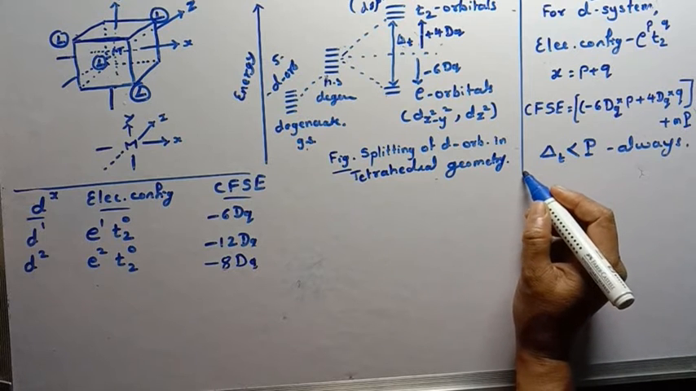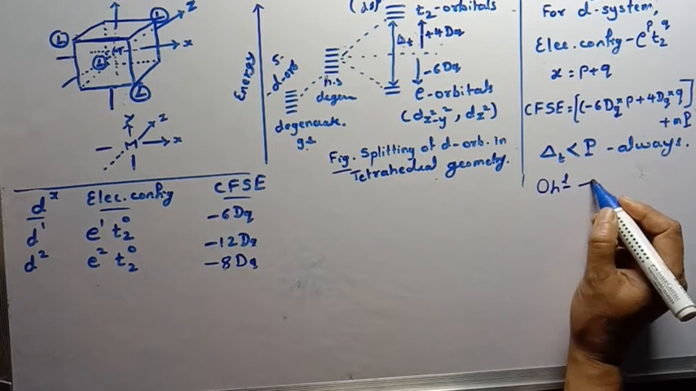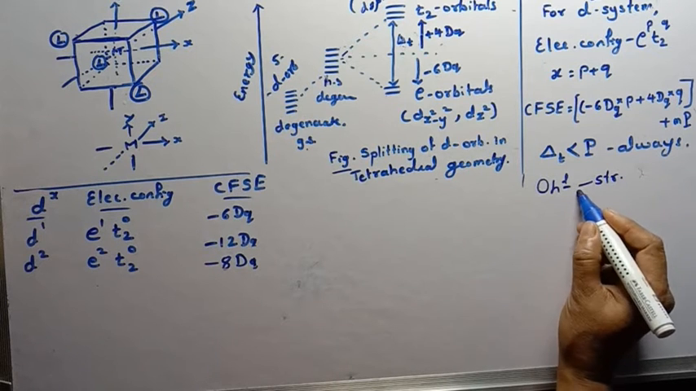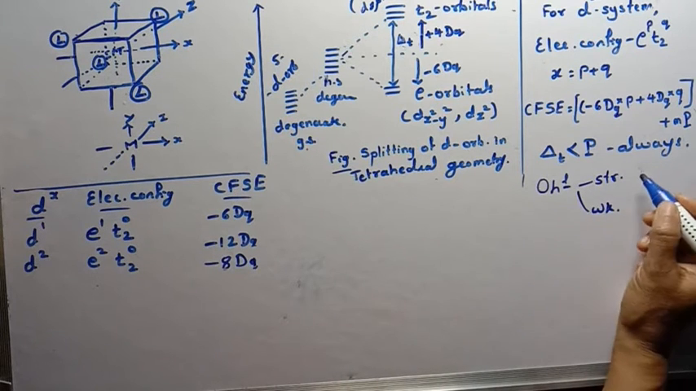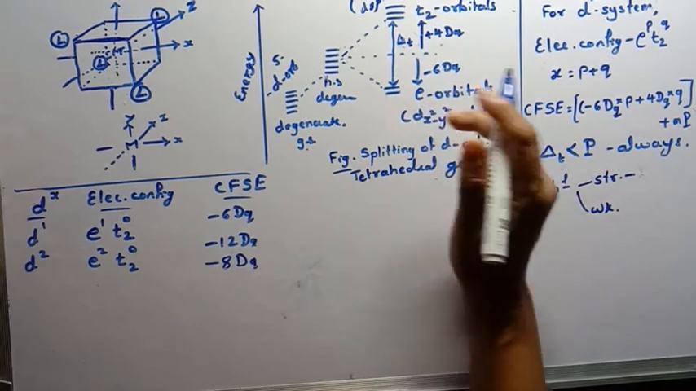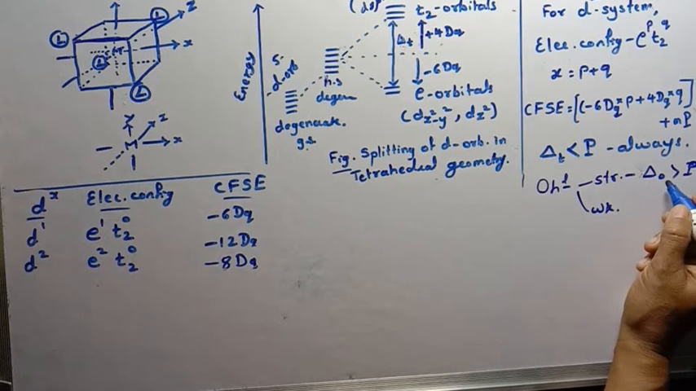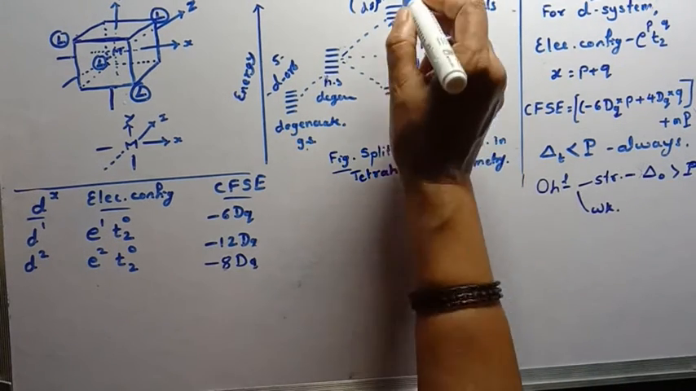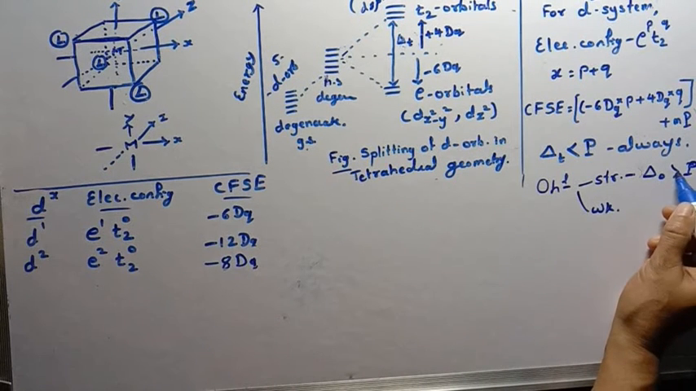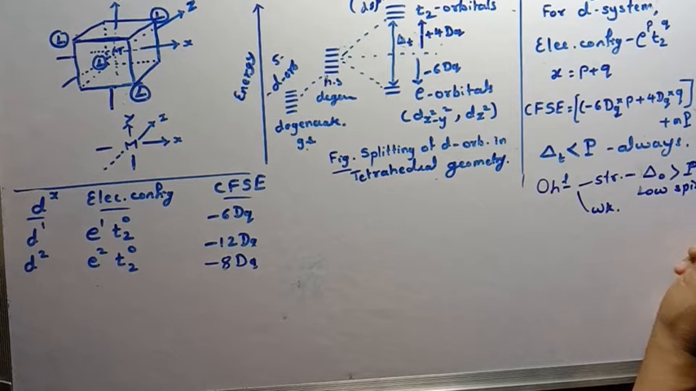So in case of octahedral, you have seen there is a strong field as well as weak field ligands. Now the strong field ligands, where delta O is greater than P, and thereby what happens, instead of going to the higher energy level, they start pairing at the lower orbital first. Therefore these are the low spin complexes.